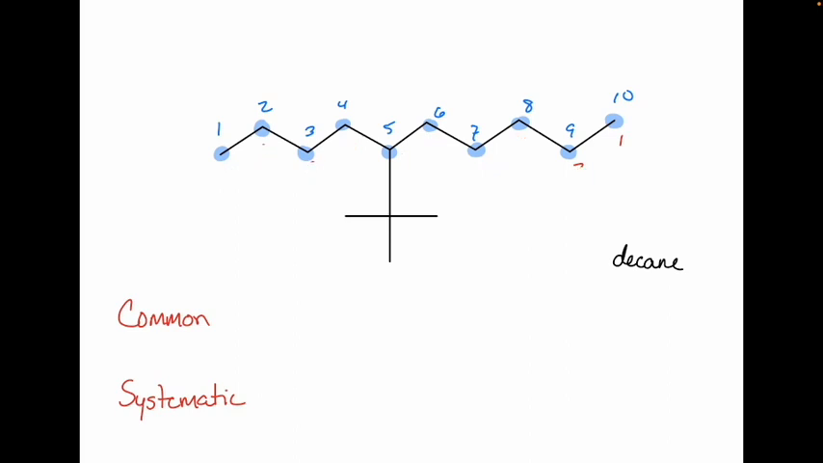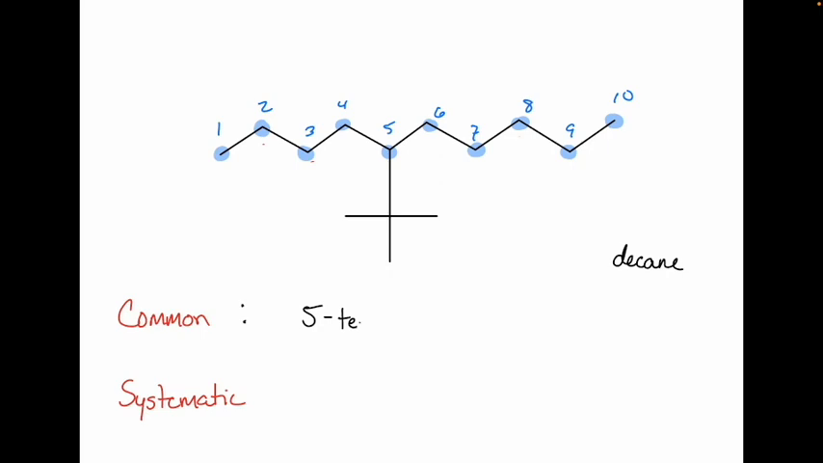If you know the common names, it's actually a little bit easier. This T-shaped thing right here is what? A tert butyl. So this would be 5 tert butyl decane.